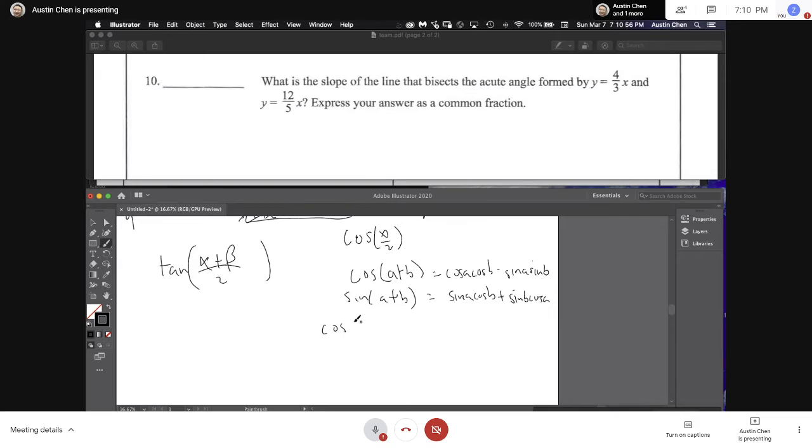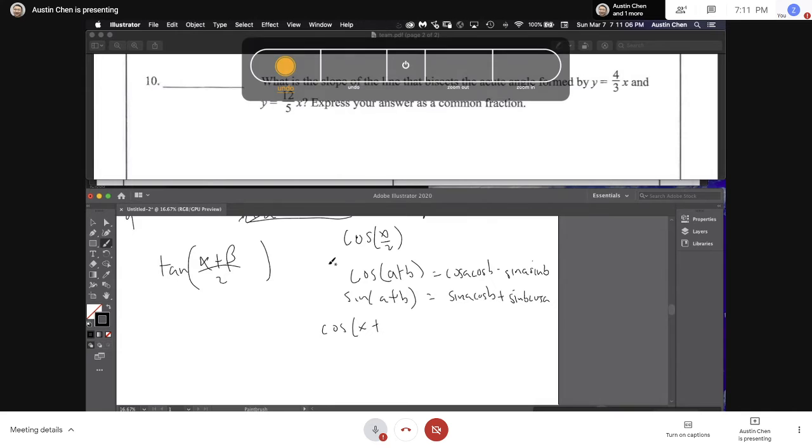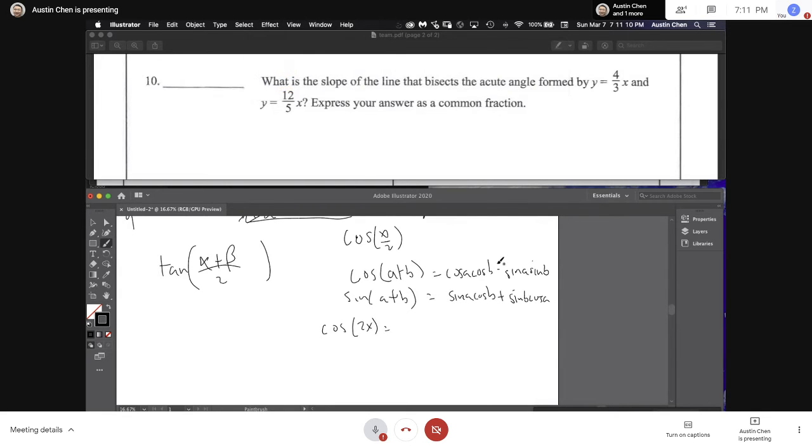And then what you can do, instead of having A and B, you can have it as the same thing. So you can say A is X and B is X. So then you have cosine of X plus X, but then you can just simplify that into cosine of 2X. And then your right side is going to be cosine of X times cosine of X, right? Which is just going to be cosine squared of X. And you're also going to have minus sine of X times sine of X.